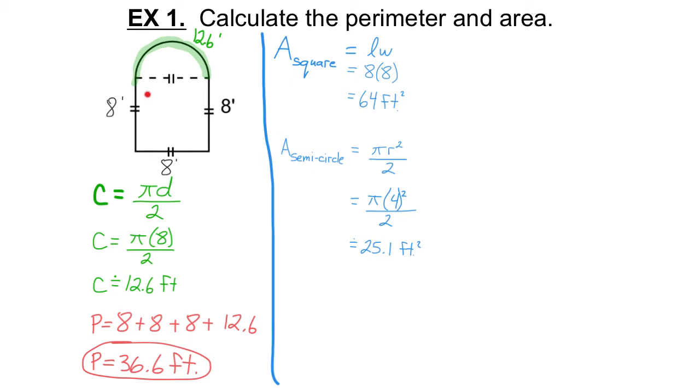So we have the area of the square part, we have the area of the semicircle part. Now to get the total area of the entire composite shape, we have to add those areas together. And when we do that, we end up with about 89.1 feet squared.